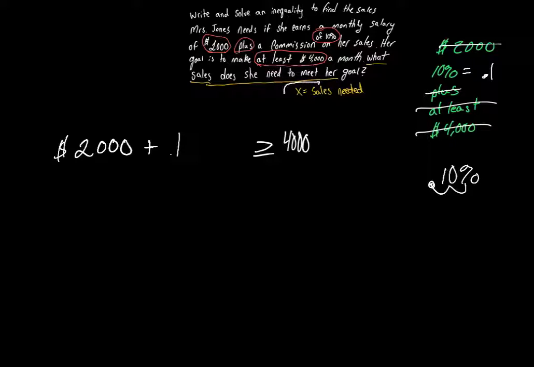It's a commission of 10% on her sales. We made X be the sales that she needed. So she's going to get $2,000 plus 10% times X. And X is going to be the amount of money or the amount of sales that she makes. So now we should be set up. We should be ready to solve this at this point.